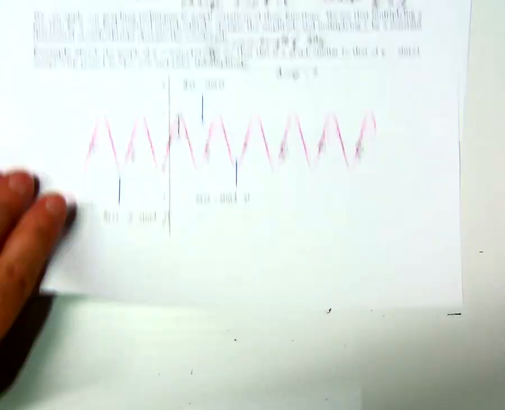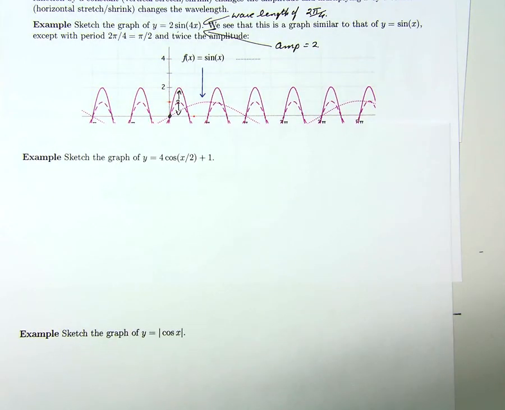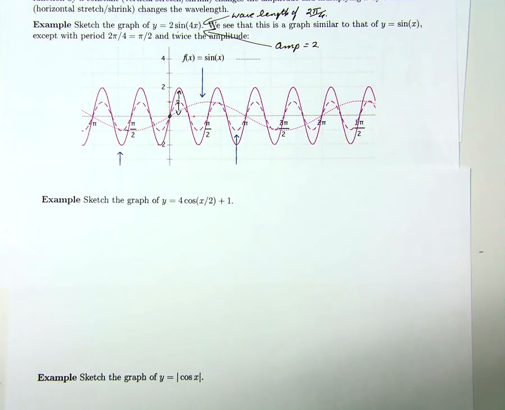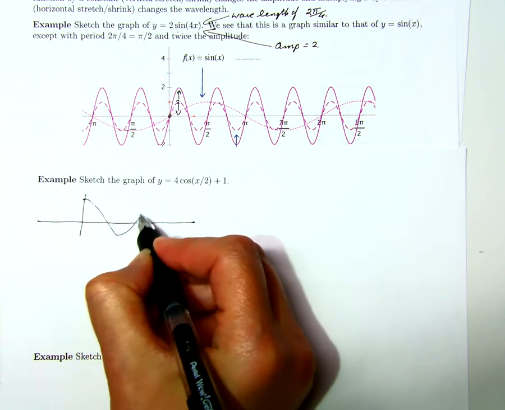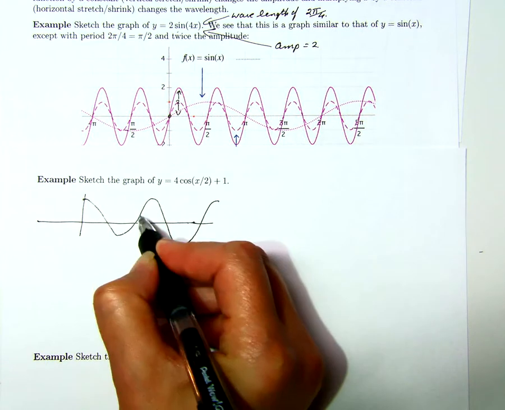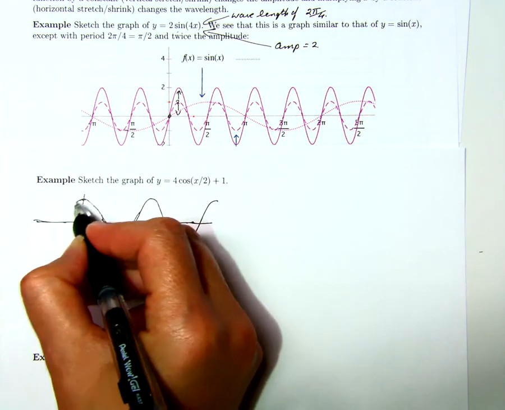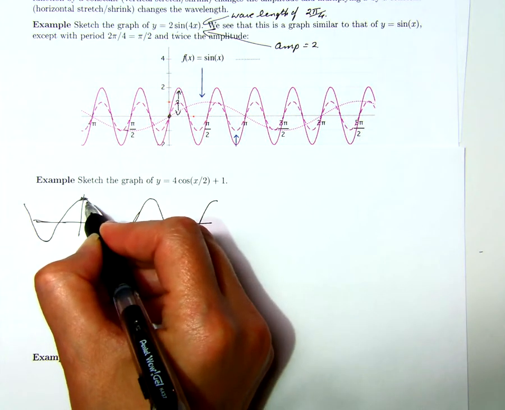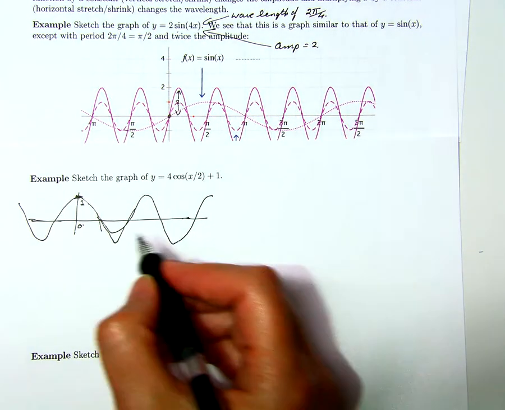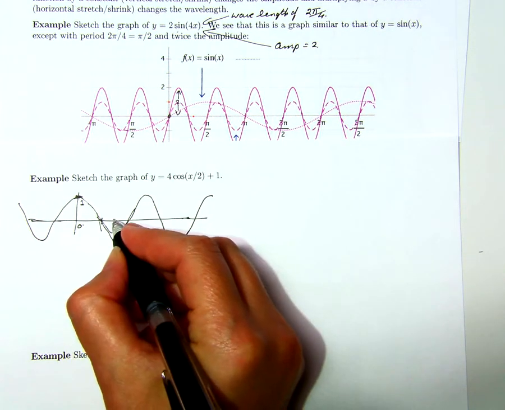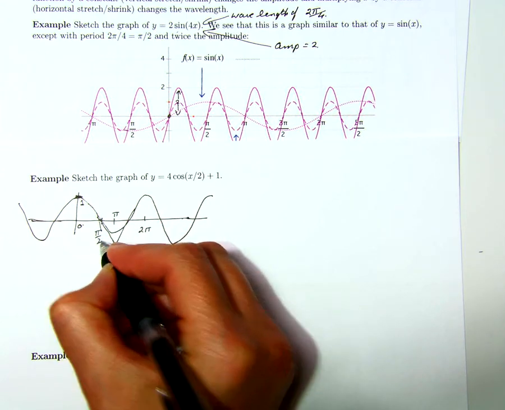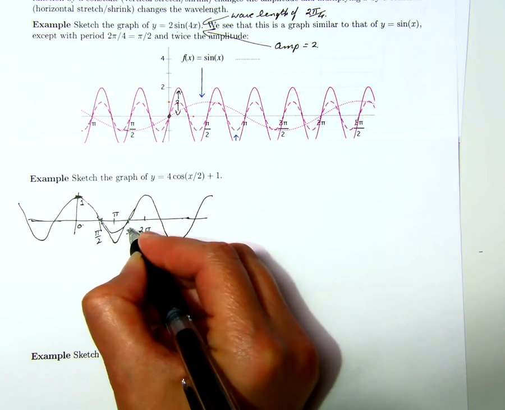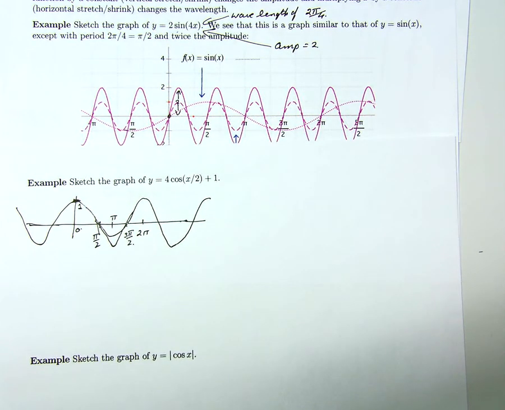Let's do another example. Let's sketch the graph of 4 times cosine of x over 2 plus 1. We'll start with the graph of cosine, which looks like this. It's a wave function, and it starts here at the point 0, 1, and it's pi, that's 2 pi, it's pi over 2, it's 3 pi over 2. So it completes one full wave on the interval from 0 to 2 pi from crest to crest.